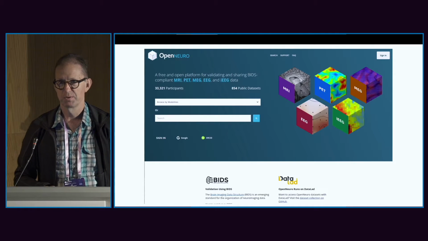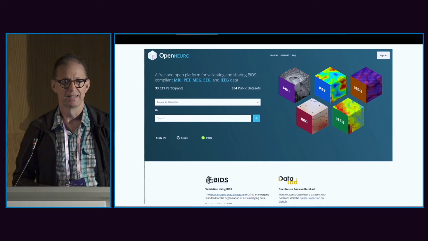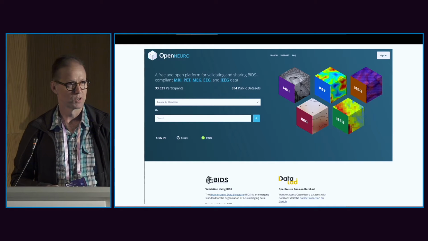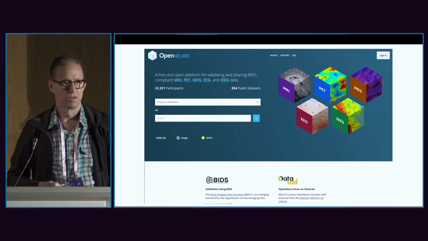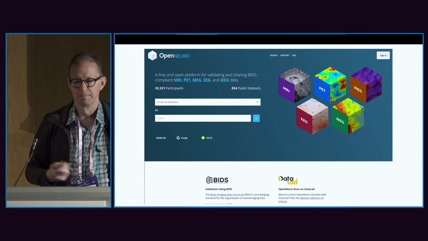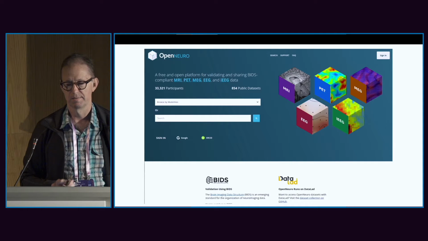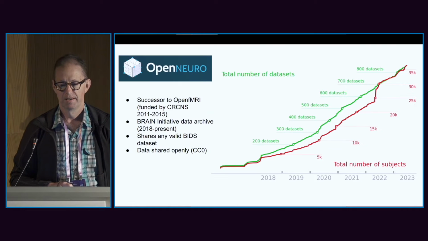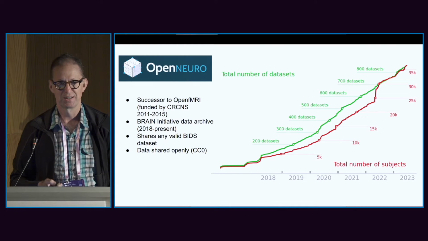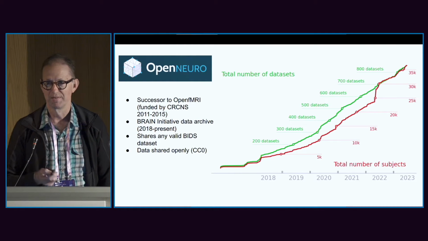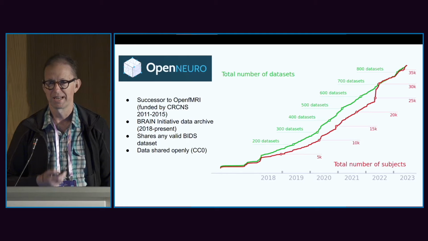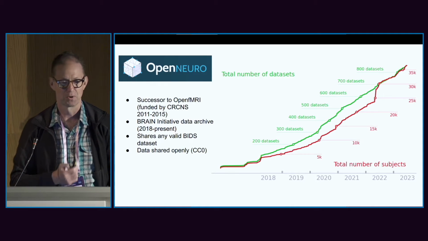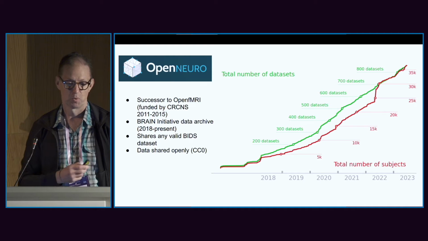So the data set that we're going to leverage for pre-training is the OpenNeuro data set. Some of you may have heard of OpenNeuro. It's a large open database for sharing of a broad range of neuroimaging data types. I should mention that OpenNeuro grew out of an earlier project called OpenFMRI, which was initially funded by CRCNS. So it had its birth in this program more than a decade ago.